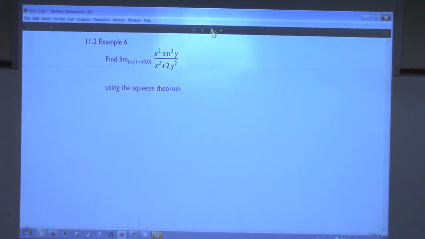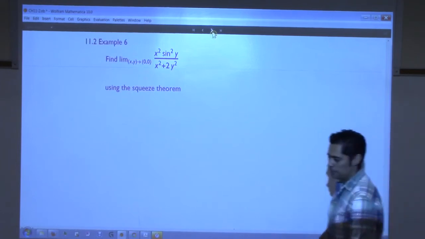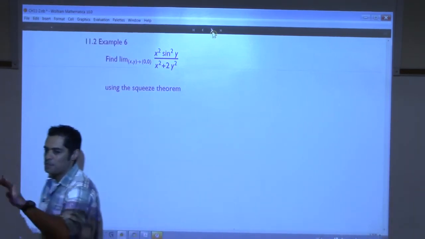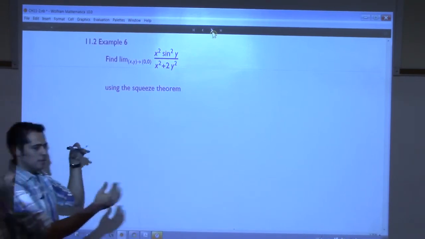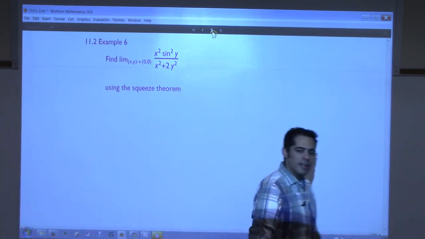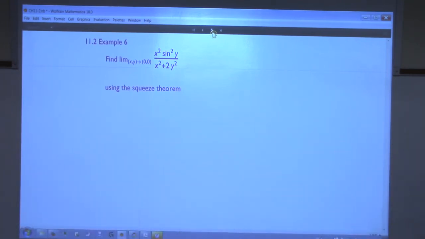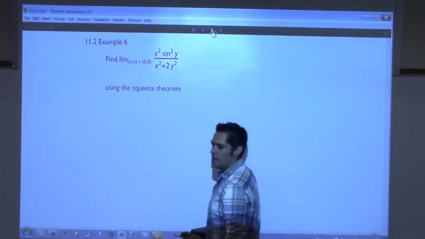I'm going to go back to that in a second. We're going to look at this one. Look, you could spend all day trying to figure out two paths that make this limit different. You could all day long. You're never going to get it because this limit does exist. All right? Every path as you go to 0, 0, every single path goes to the same thing.